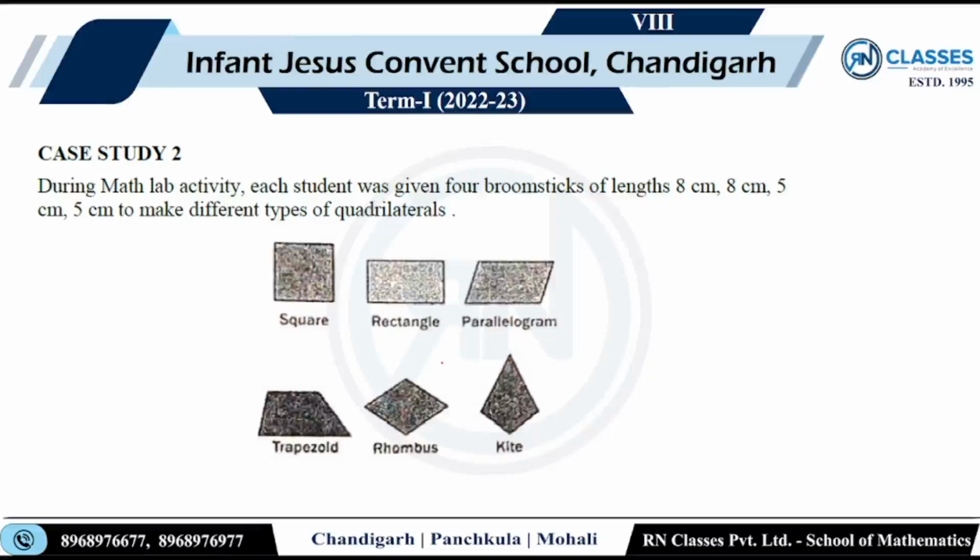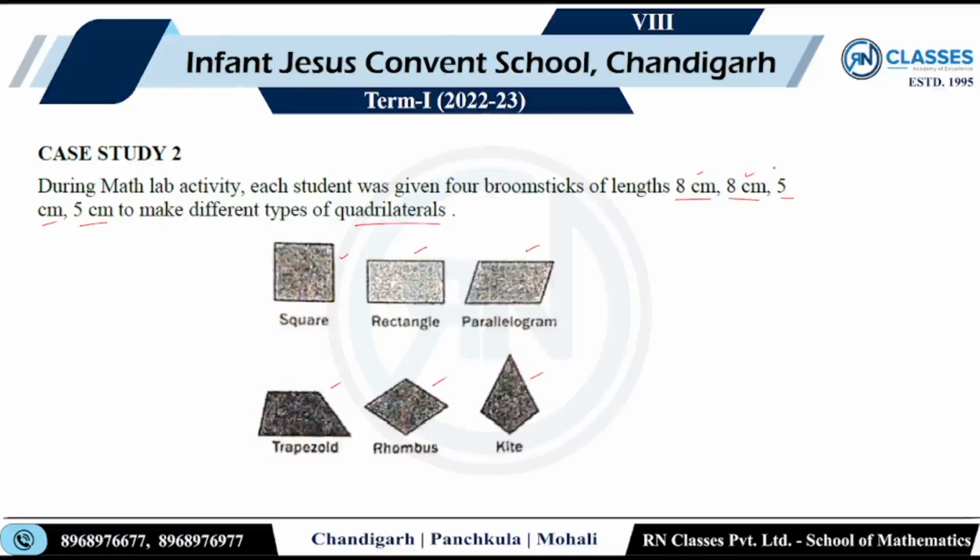Case study 2. During math lab activity, each student was given 4 broomsticks of length 8 centimeter, 8 centimeter, 5 centimeter and 5 centimeter to make different shapes of quadrilaterals. Square, rectangle, parallelogram, trapezoid, rhombus and kite can be made. It is already told that these can be made and nothing else. So now you have to check.